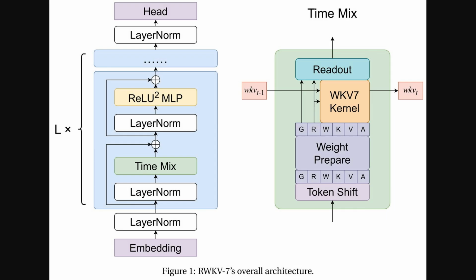Alright, and here in Figure 1 we can see the architecture that actually makes all of that possible. On the left is the overall model structure. Information starts at the bottom in an embedding layer, which converts words into numerical vectors and flows up through a stack of identical processing blocks. The real innovation is the green time mix module. On the right, we see a close-up. This module is how the model remembers things. It takes its memory from the previous step and uses the new WKV-7 kernel to update it with information from the current word. This updated state is then passed on, creating that dynamic memory we talked about.